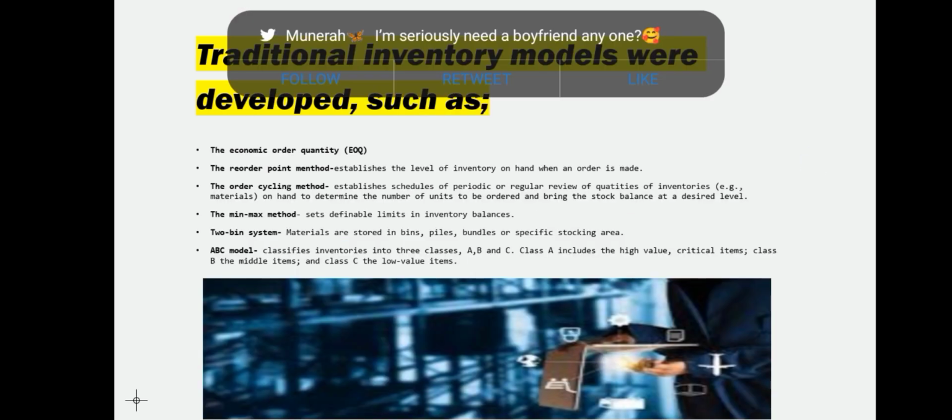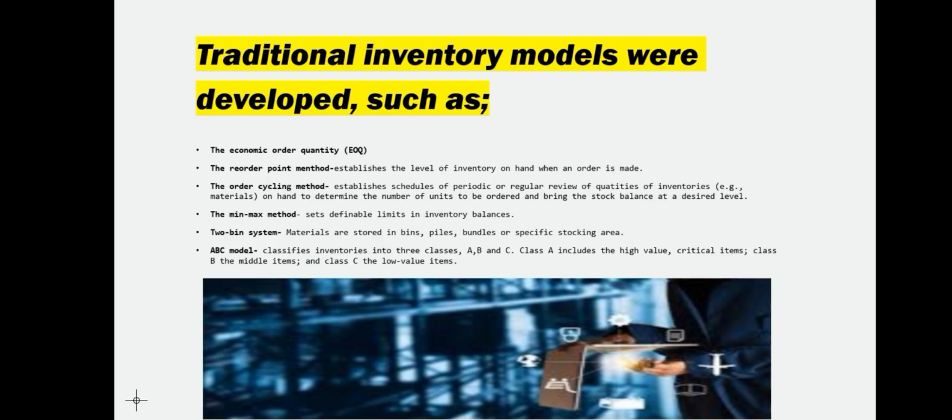So traditional inventory models were developed, such as the economic order quantity, which is the EOQ. So what is the economic order quantity? It is also known as the buying quantity, the order quantity that minimizes the total holding cost and ordering cost in inventory management. It is one of the oldest classical production scheduling models. It is the classic one that is used in inventory.